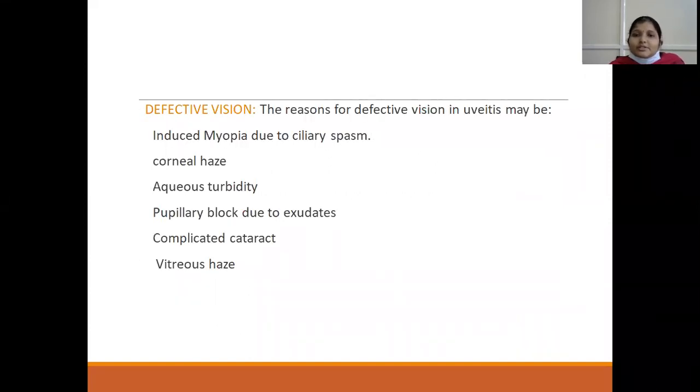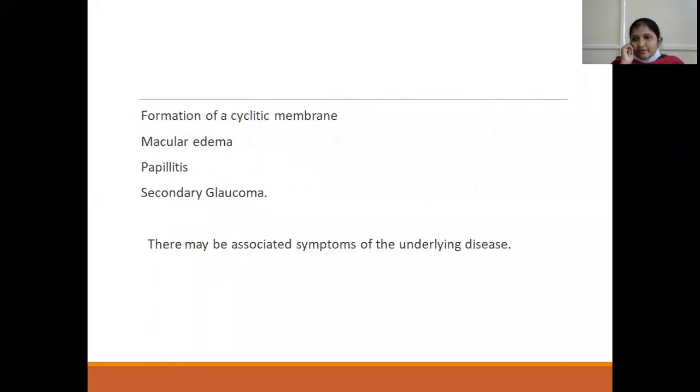Defective vision. The reasons for defective vision in uveitis are either due to induced myopia because of ciliary spasm, and there is corneal haze as well as aqueous haze, and pupil can be blocked due to exudates. In lens, we can see other complicated cataract or pigment dispersion. The vitreous haze can also be a cause of defective vision. Similarly, macular edema, papillitis, and secondary glaucoma. All these can cause defective vision. So the main complaints of uveitis are pain, redness, photophobia, lacrimation, and defective vision.